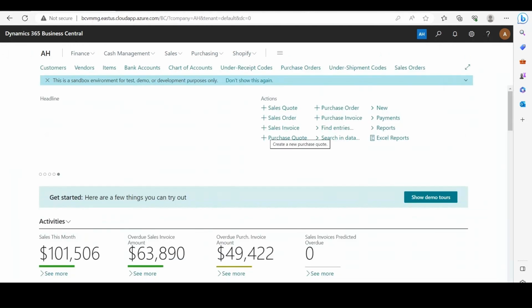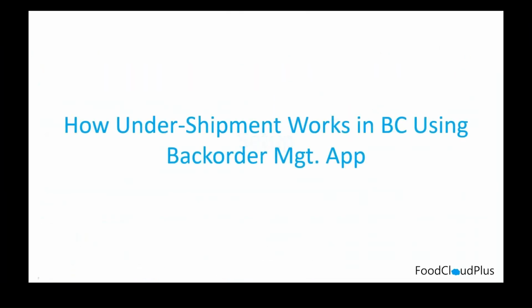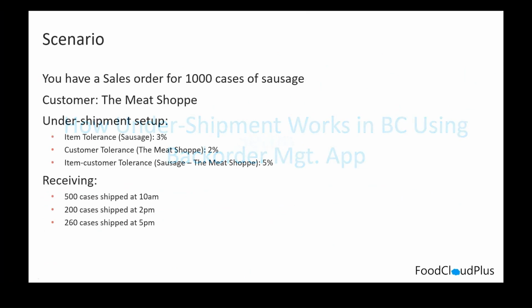Now that we've learned how to set up under shipment codes, we can see how the under shipment functionality works in Business Central through a scenario. Let's assume we have 1,000 cases of sausage dedicated to the customer, the meat shop. The codes will be set up as follows. For the item sausage, we'll have a 3% tolerance policy. For the customer, the meat shop, we'll have a 2% tolerance policy. And for the combination of the item sausage to the customer, the meat shop, we'll have a 5% tolerance policy.